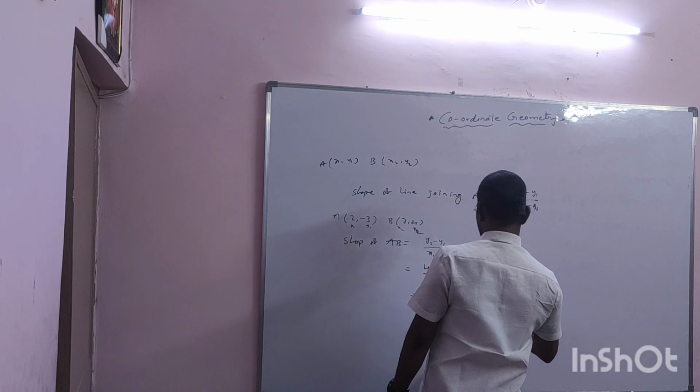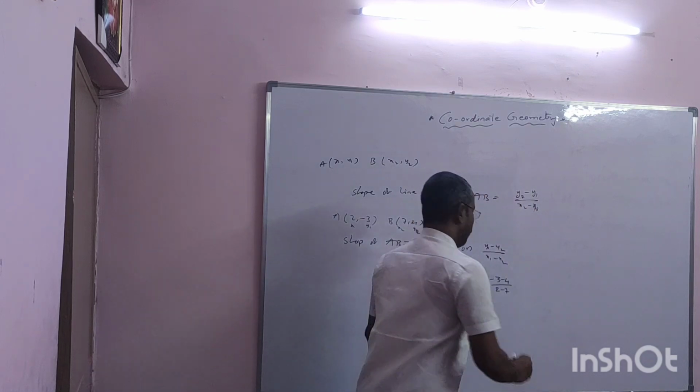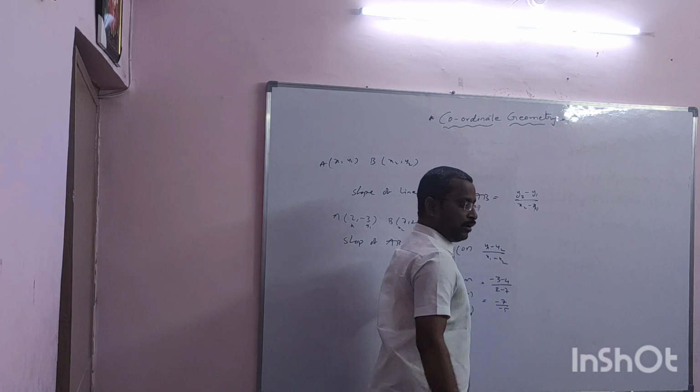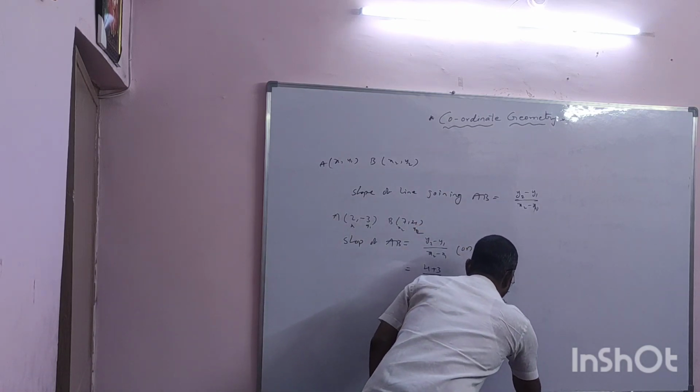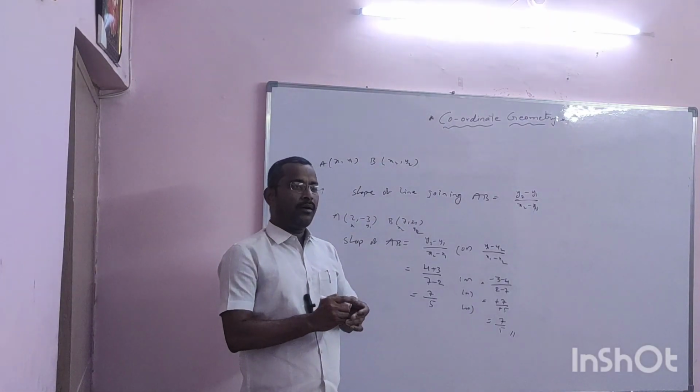y1 minus y2: minus 3 minus 4, 2 minus 7. What do you get here? Minus 7 by minus 5. Minus minus cancel. What do you get here, Nana? 7 by 5. So don't go for raw methods.